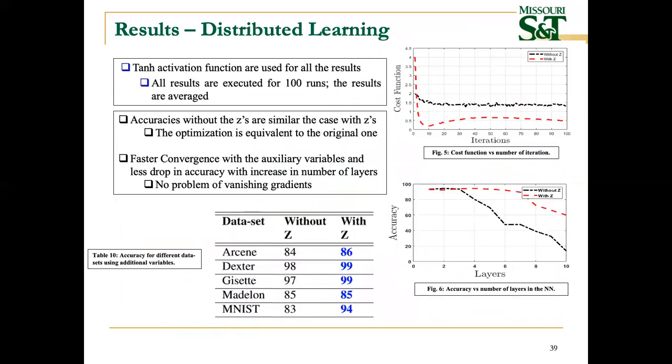In the results, when we use the standard hyperbolic tangent activation function and vary the number of layers, we look at the rate of convergence and the accuracy values. With the additional variables, we observe faster convergence. Observe that the red plot reaches a very low cost function much faster than the black one. Similarly, as the number of layers increases, better accuracies are achieved when Z variables are introduced, compared to when Z variables are not present. This is also observed with respect to different data sets such as Arcene, Dexter, Gisette, Madelon, and MNIST.